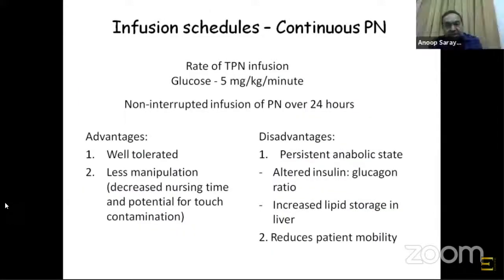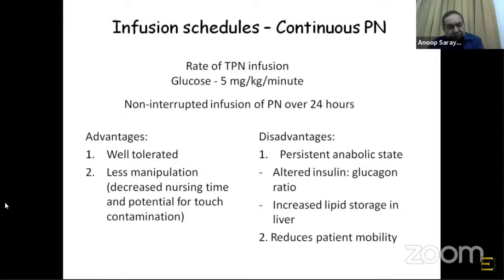So the rate of TPN infusion, glucose should not be more than 5 milligram per kg per minute. And we can give continuous parenteral infusion or interrupted. So non-interrupted parenteral nutrition over 24 hours has certain advantages and disadvantages.